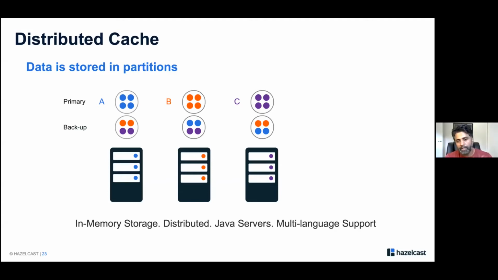Now the backup partitions are distributed in a way that they are not stored on the same JVM where the primary partition is. So if you notice, node A has 4 blue primary partitions and has 2 backups from B and 2 backups from C. Same goes with node B. Node B has 4 orange dots, and it has 2 backups of blue dots from A and 2 backups of purple dots from C. So the primary partitions of node C are backed up completely on B and A. And then same story for A, B, and the other 2 nodes.